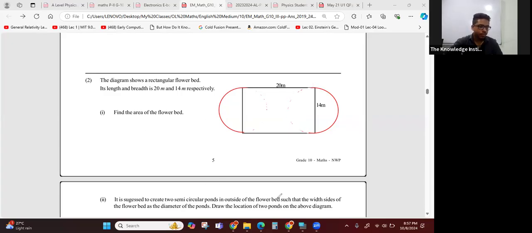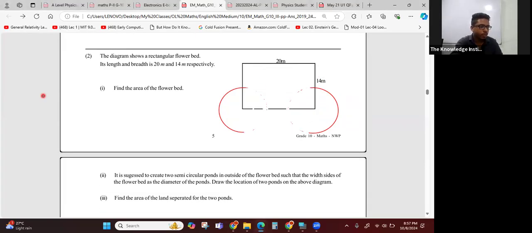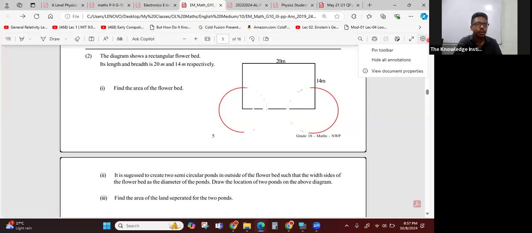And draw the location of two ponds on the above diagram. Okay, so the diagram is done. And the next question: find the area of the land separated for the two ponds. So now we want to find the area separated for the two ponds.